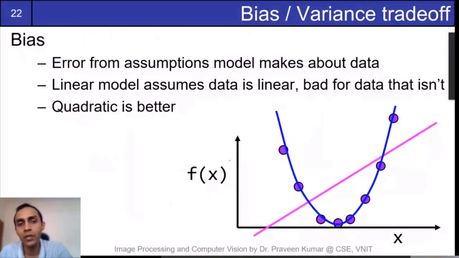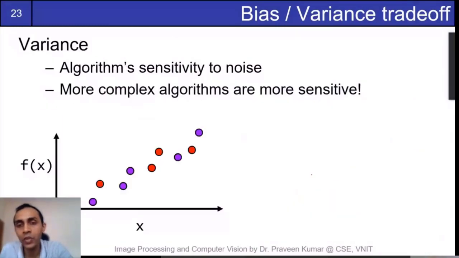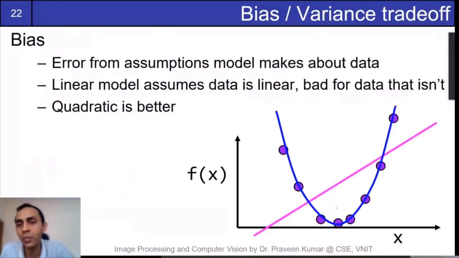So the actual function may be a quadratic. For example, in this case, instead of using a simple linear function, you can actually go for a quadratic function, which is not much more complex. A quadratic function is also computable easily. It's not so complex a function, but it actually explains away each and every point in this case.